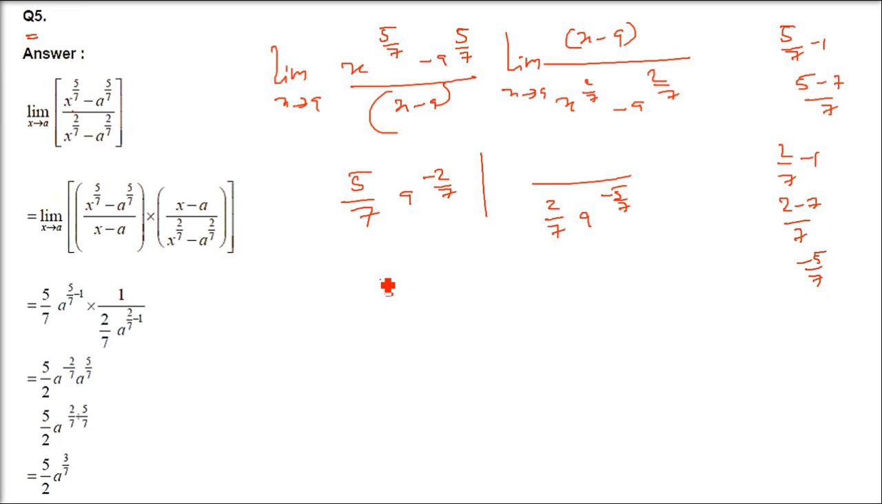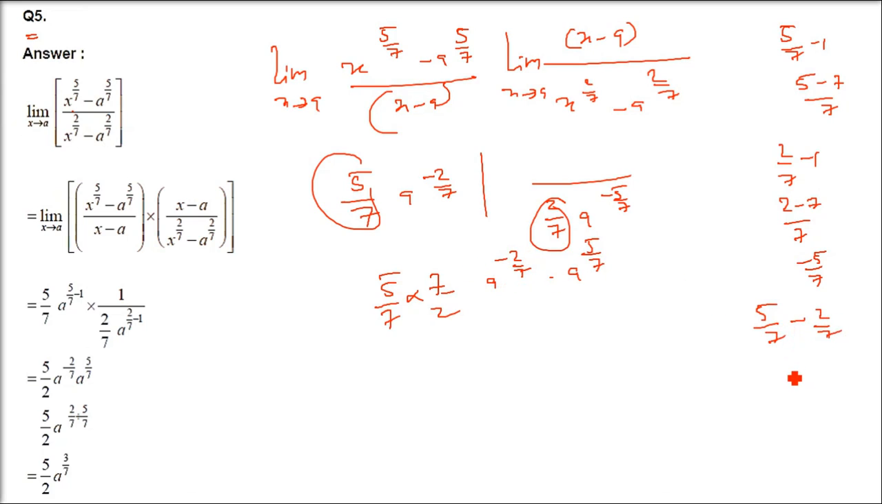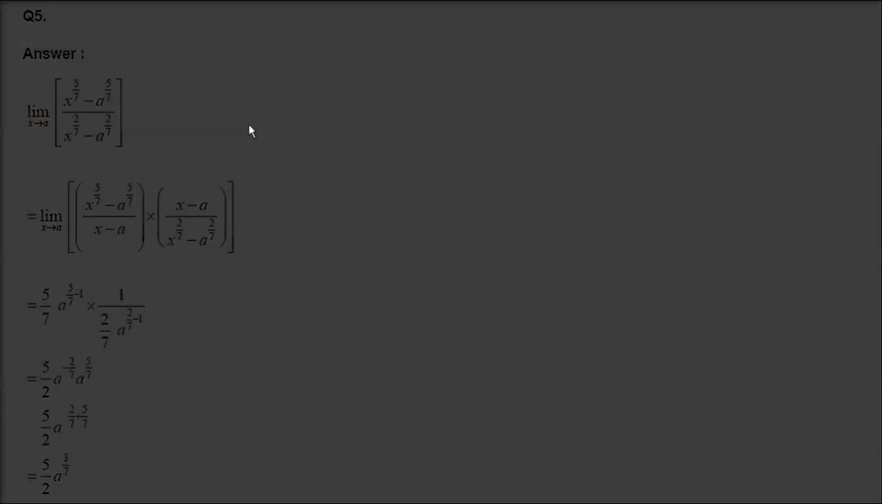So now we will take it up. So 5 by 7 into this 7 by 2 and a to the power minus 2 by 7. And then when this goes up, a raised to 5 by 7. So we are having 5 by 7 minus 2 by 7, that is going to be 3 by 7. So this gets cancelled. 5 by 2, a raised to the power 3 by 7. So this is the final one.